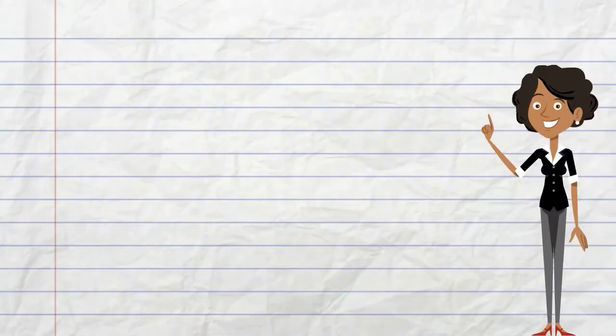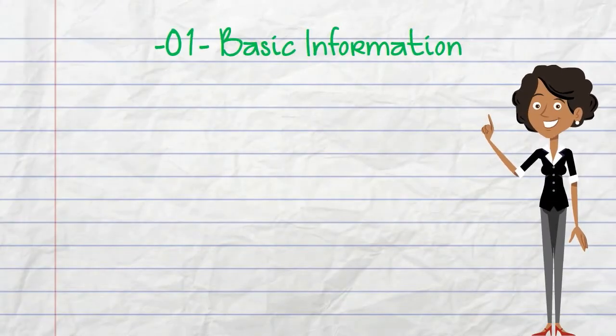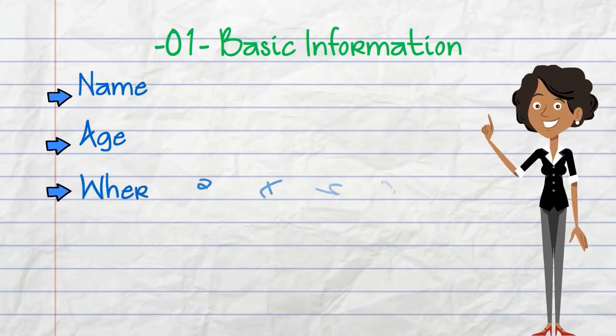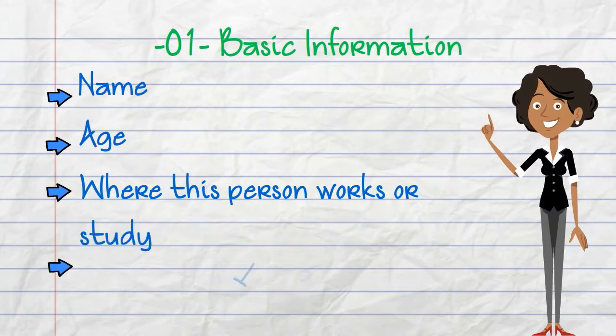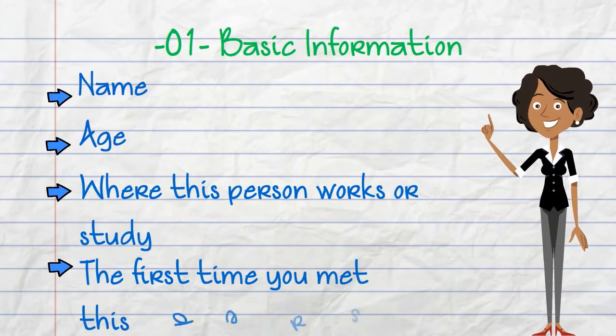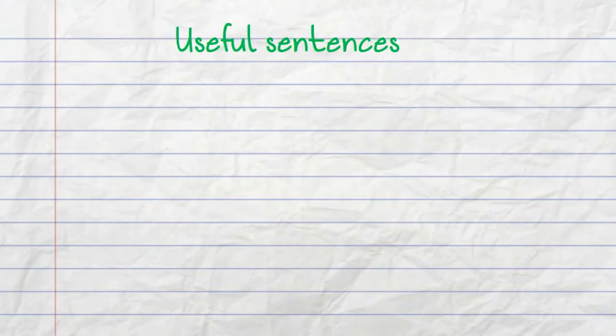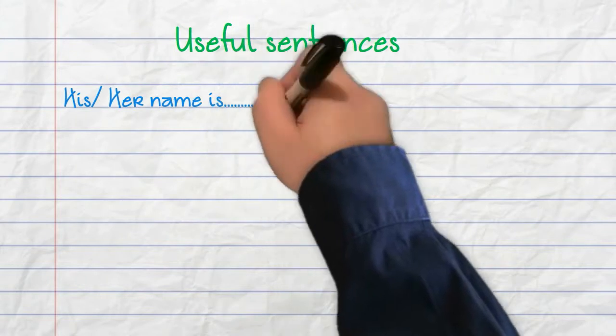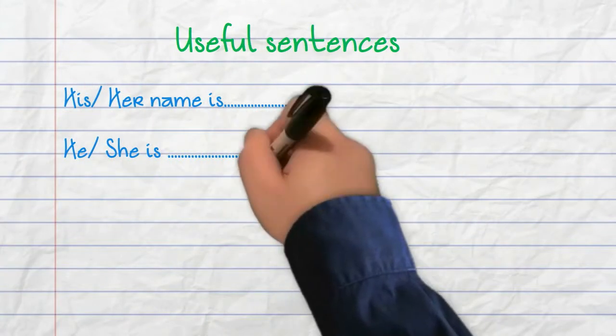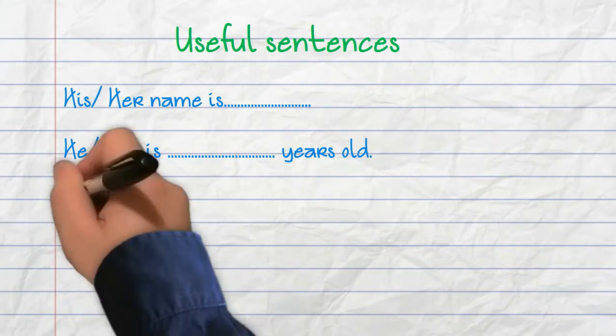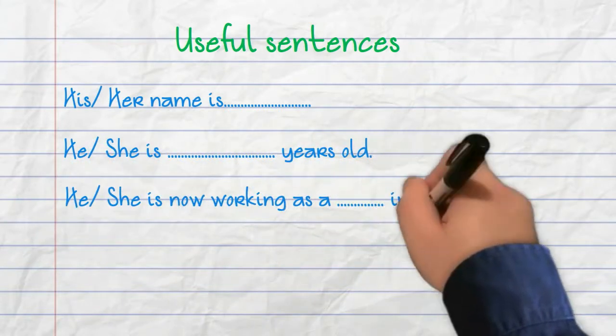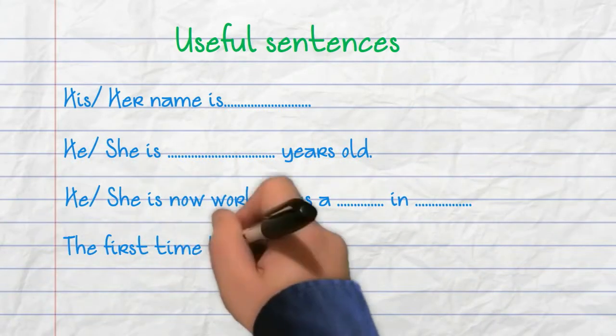The first part of your description is basic information. For this part, you can talk about the name of the person, the age of the person, where this person works or studies, the first time you met this person. Some useful sentences that you can use in this part are: his or her name is, he or she is years old, he or she is now working as a, the first time I met him or her was when.